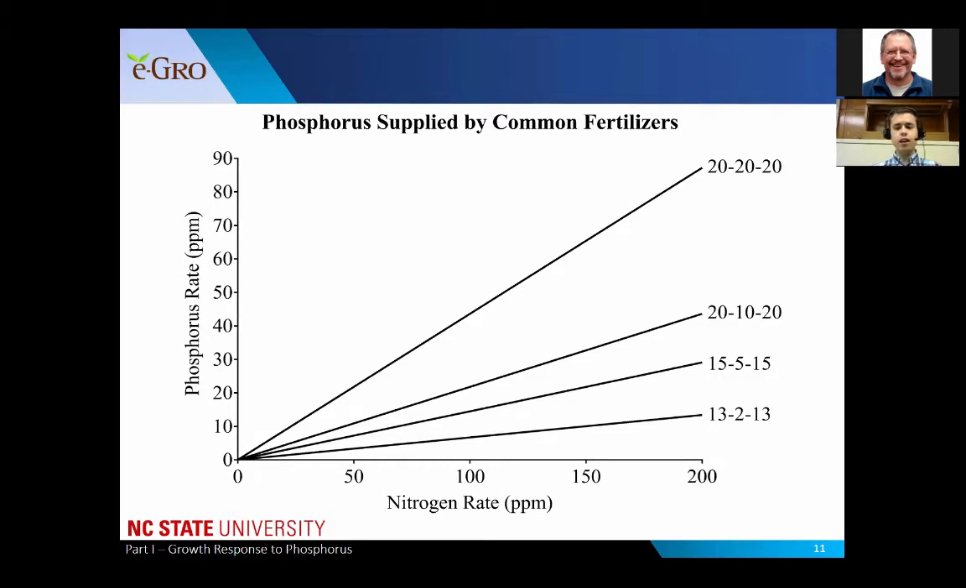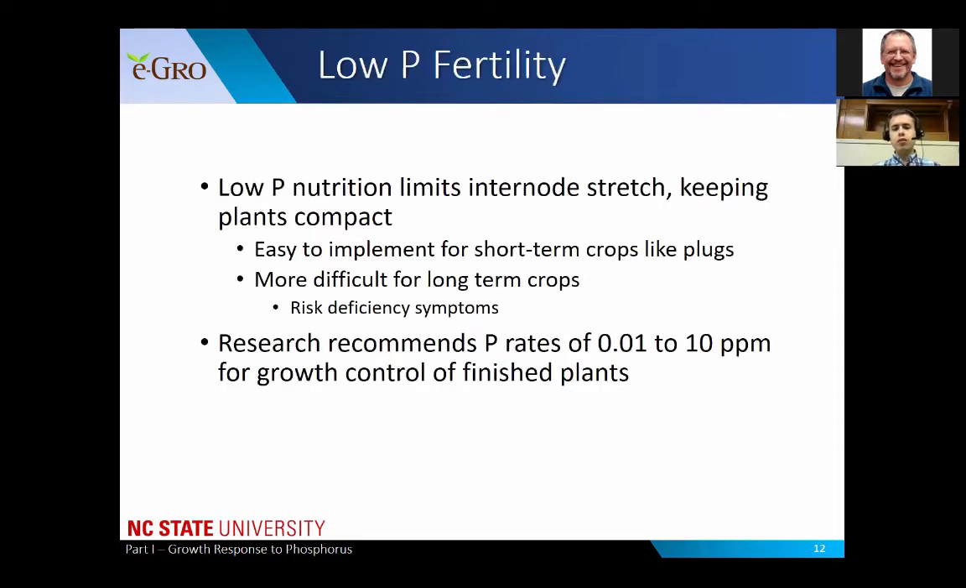15-5-15 would, of course, supply a little bit less, and then 13-2-13, being a very low phosphorus fertilizer, would supply some of the lowest concentrations and lowest rates of phosphorus. So when we're talking about low phosphorus fertility, we're looking at how low phosphorus nutrition limits internode stretch, and it helps to keep plants compact.